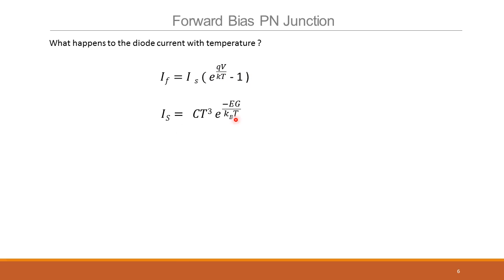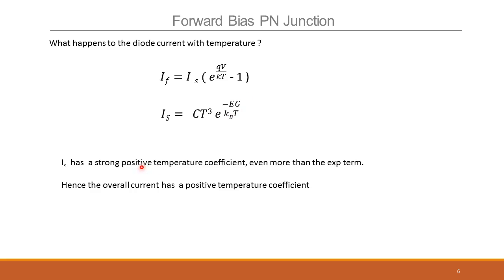Right? Is itself is a function of temperature, a constant times T cube, e power minus the band gap voltage divided by Kb times T, where Kb is the Boltzmann's constant and T is the temperature in Kelvin. Is has a very strong positive coefficient, even more than the exponent term. The exponent term actually tells it's negative, but this T cube kind of overrides it. Hence, the overall current has a positive temperature coefficient. So Is actually increases with temperature. If you increase the temperature, it's most likely that the current will have a positive temperature coefficient.